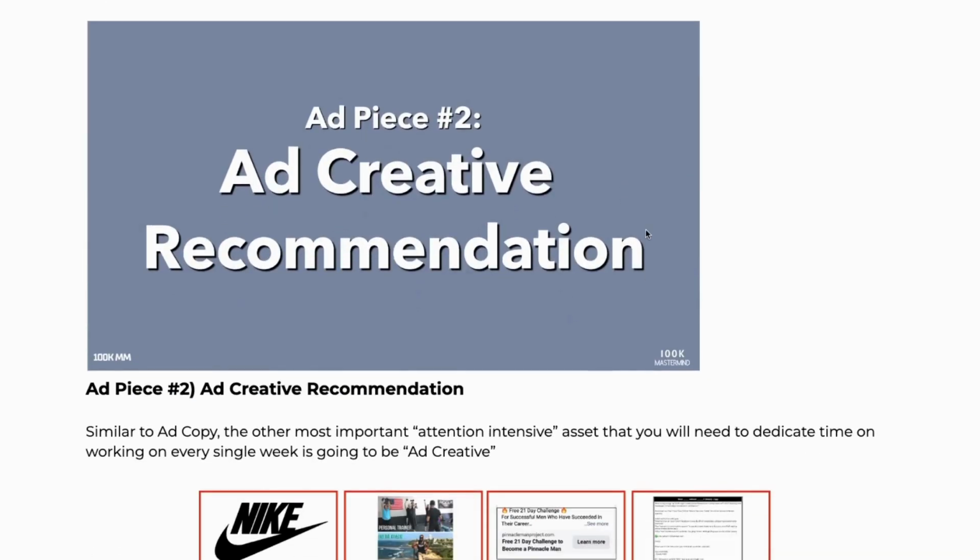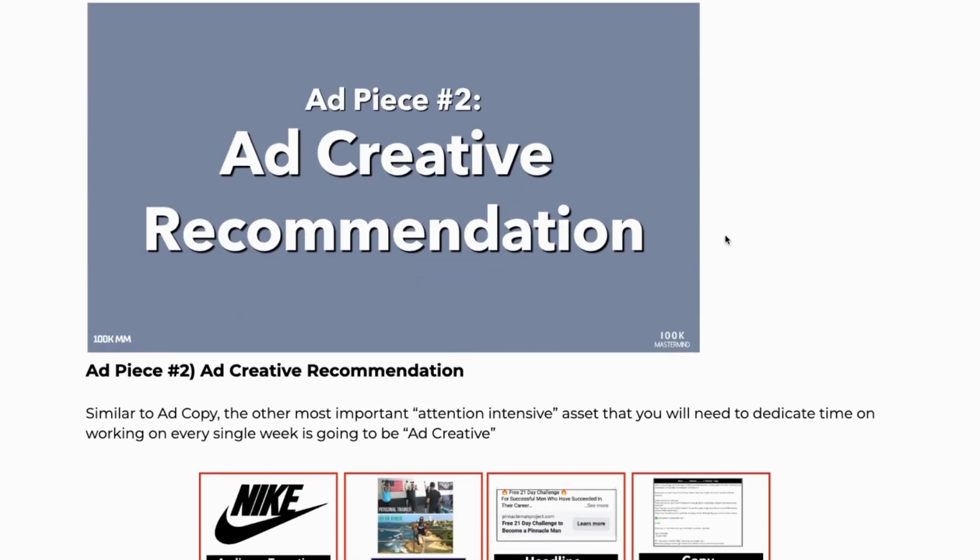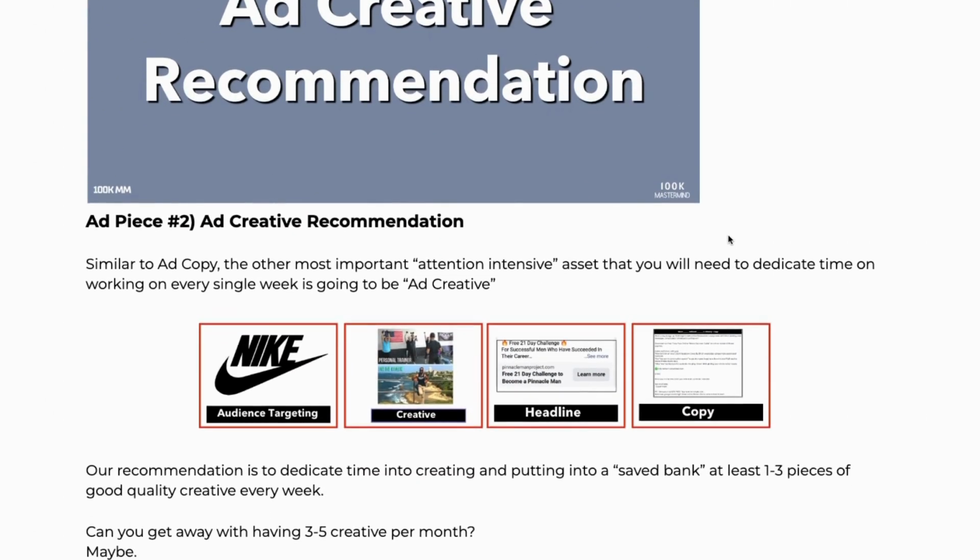Piece number 2 is the ad creative. Now, similarly to ad copy, the second, if not arguably, it's up there with number 1, that is the most attention intensive, is creating ad creative. Now, our recommendation, again, like with ad copy, is to create 1 to 3 quality pieces of new creative every single week. But again, maybe you could get away with 3 to 5 pieces per month. Maybe, again, highly dependent on your ad spend, your current ads, your new winner.